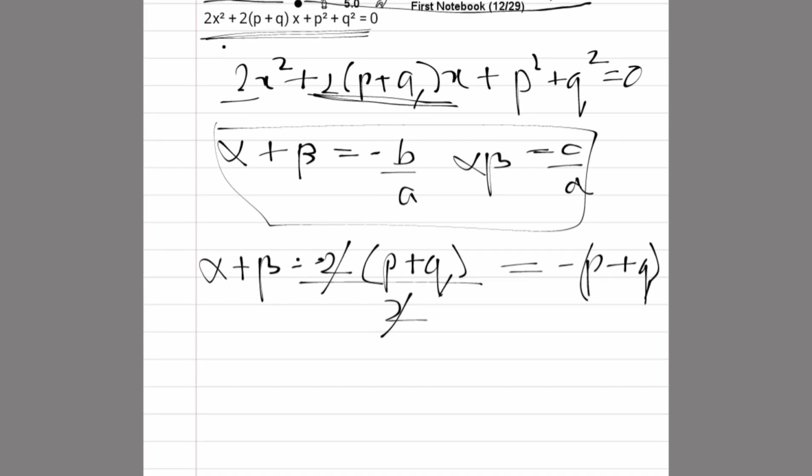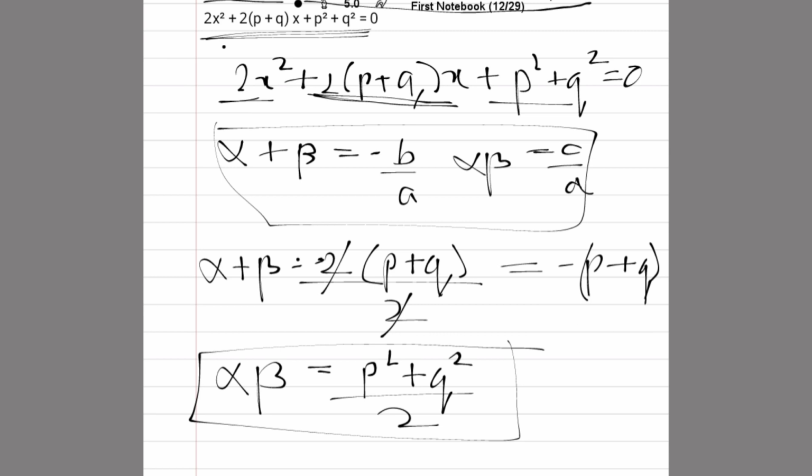Now we need to find alpha into beta. So alpha into beta is equal to c by a. So what is c? P square plus q square, that is the constant term. So we have p square plus q square upon 2, that is a, right? So this is our alpha into beta.